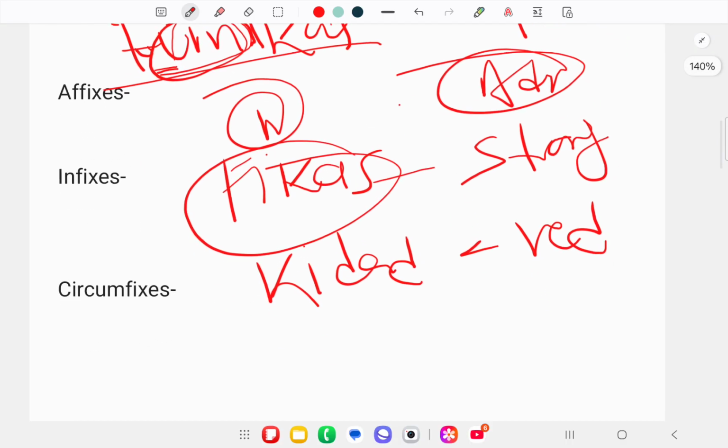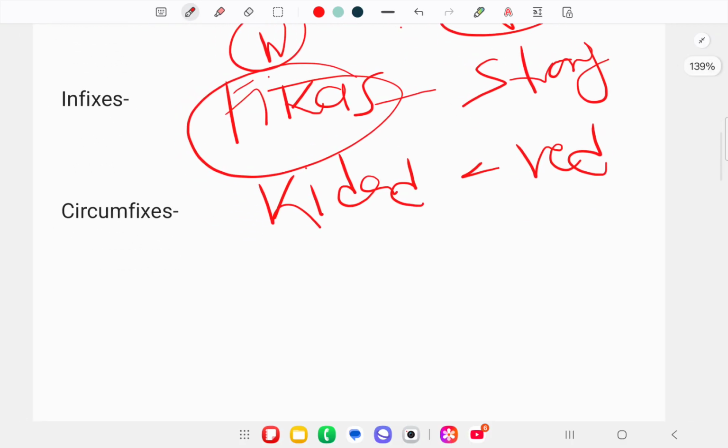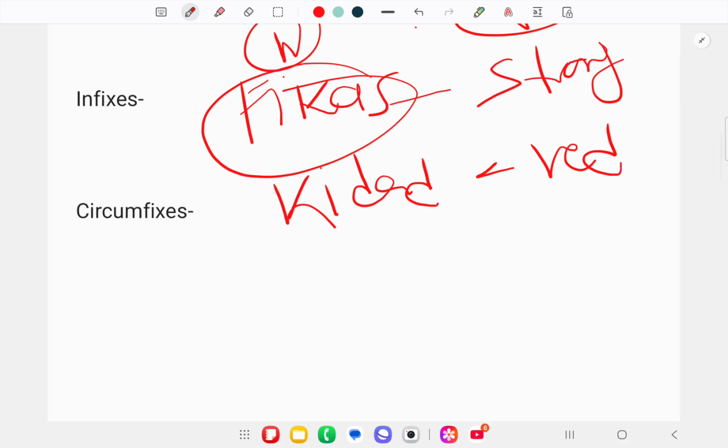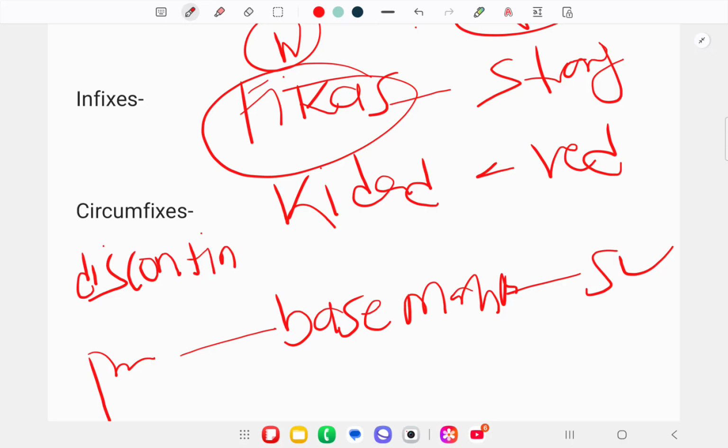Next we have another term, circumfix. Some languages have circumfixes. Circumfix means we have a base morpheme with a suffix on one side and a prefix on the other; then this is known as a circumfix. Circumfixes are also known as discontinuous morphemes.